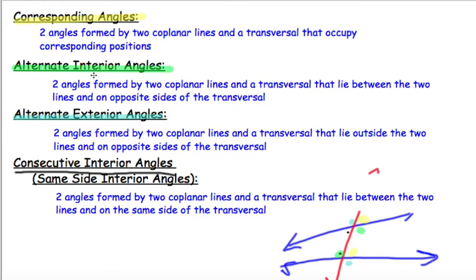The green highlight is the alternate interior angles. They are in between the two lines and on alternating sides of the transversal. There are 2 pairs of these. Here is one in green.